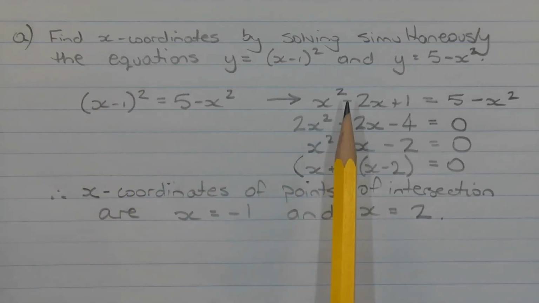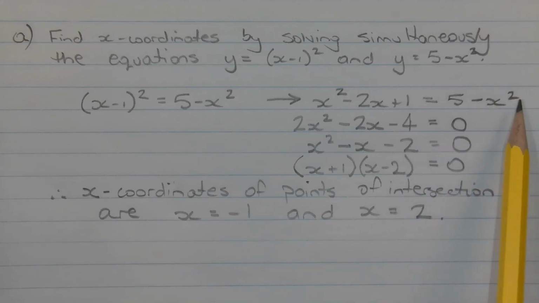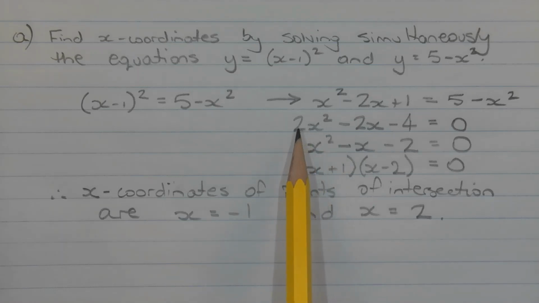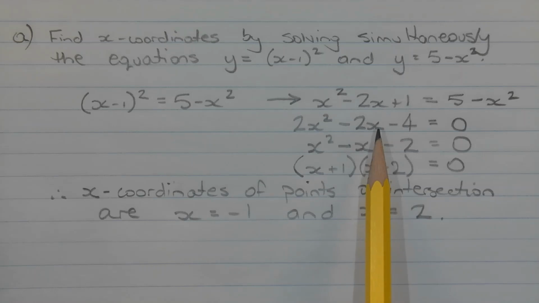Expanding the left-hand side, we get x squared minus 2x plus 1 is equal to 5 minus x squared. Moving the terms on the right-hand side over to the left-hand side and collecting like terms, we get 2x squared minus 2x minus 4 equals 0. This is a non-monic quadratic equation, but the coefficients of x squared, x, and the constant term are even numbers. So we can divide all terms by 2 and we get x squared minus x minus 2 equals 0. This is a monic quadratic equation, which is certainly easier to solve.